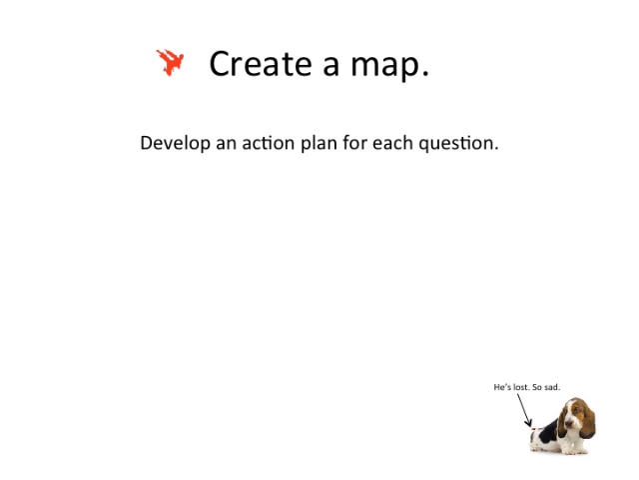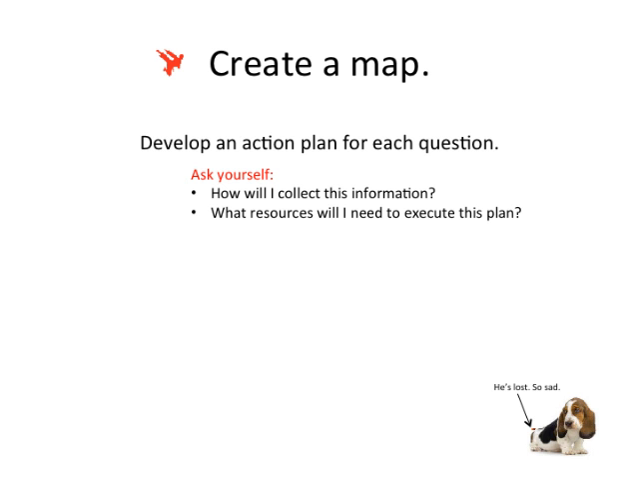After establishing 3 to 5 research questions, you're going to figure out how to answer these questions. You're going to create a research plan. This will require developing an action plan for each question. As you develop this action plan, you should consider the information that you need to collect, as well as the resources you may need to execute your plan.